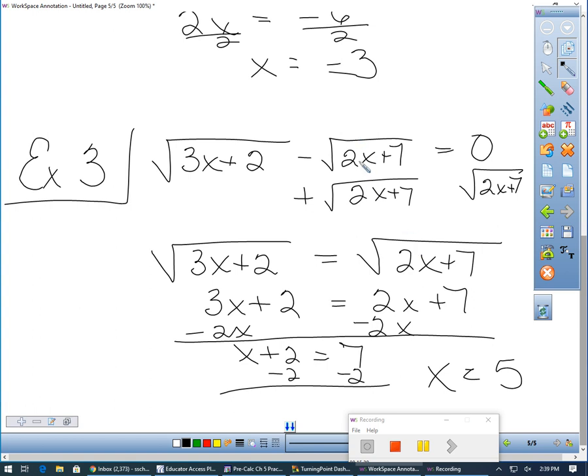If I put it into this one, 2 times 5 is 10 plus 7 is 17. So I have the square root of 17 minus the square root of 17. Does that give me 0? So this works. Okay?